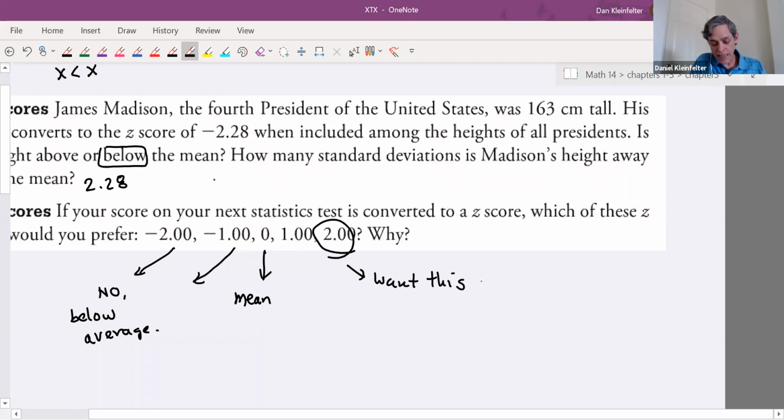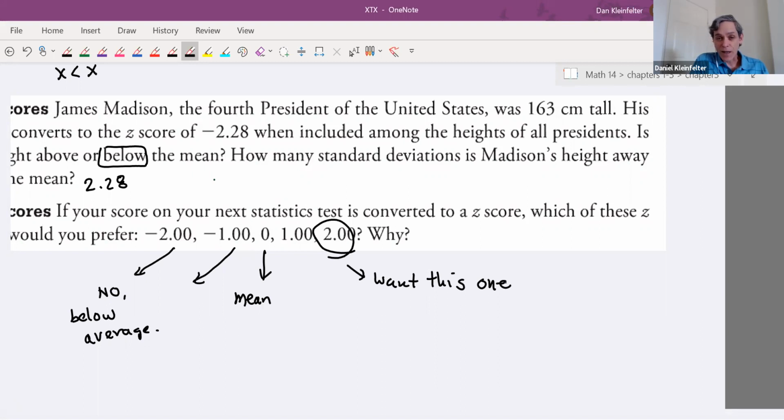Okay, this one says that your score is 2 standard deviations above the mean. So that would be the most desirable, because it's the highest. Is that a good score necessarily?